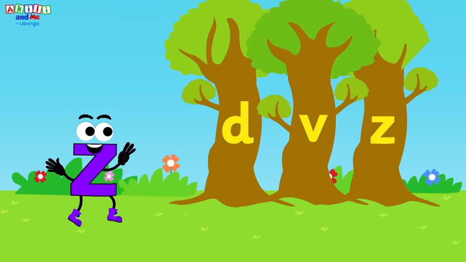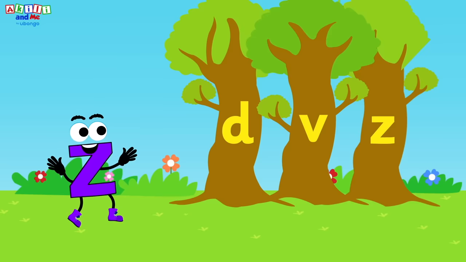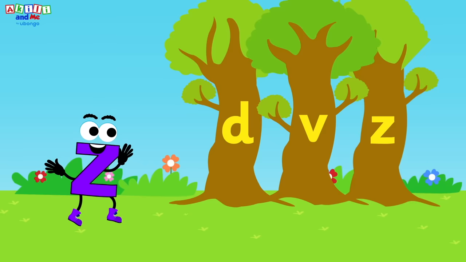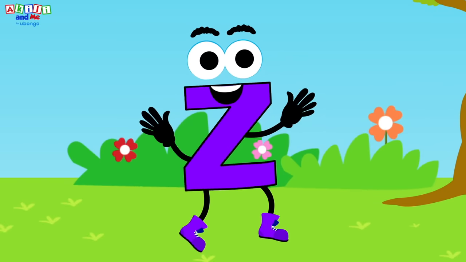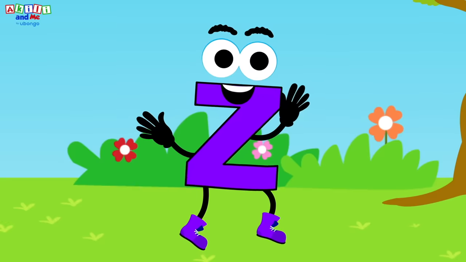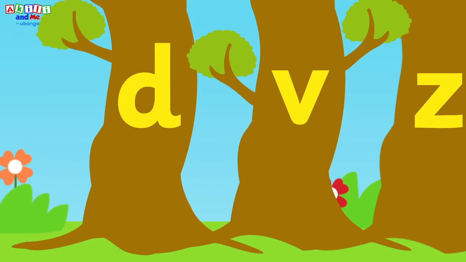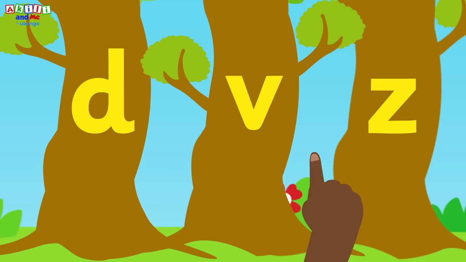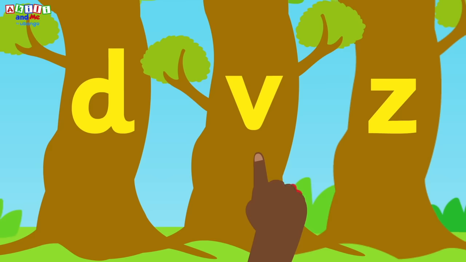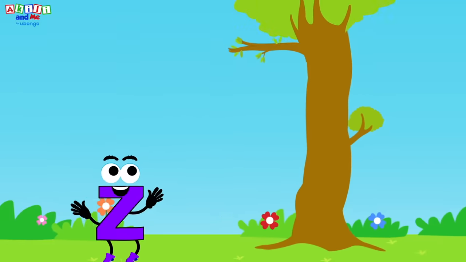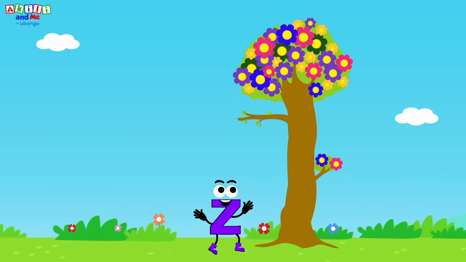Wow, there are three trees here. I bet one of these trees would make a perfect home for our friends the bees. But which one? Letter Z! Yes! Let's choose the tree with the letter Z on. Kids, point at the tree with the letter Z on. Red one! Great job, kids! You found the letter Z tree.